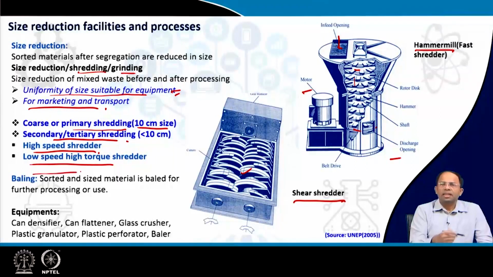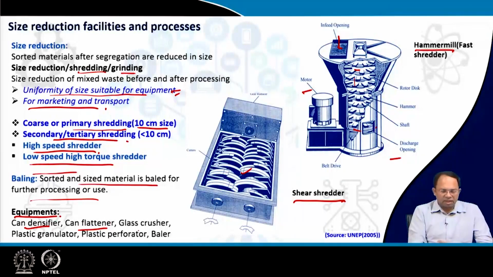Once shredding is done, then the next job is to consolidate them. So we can bale those waste. Sorted and sized material is baled for further processing or use. The different kinds of equipment used in this particular phase are can densifiers, aluminum can flatteners, glass crushers, plastic granulators, plastic perforators, balers, and so on.